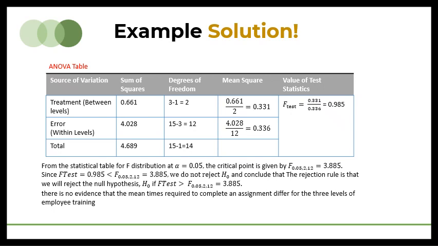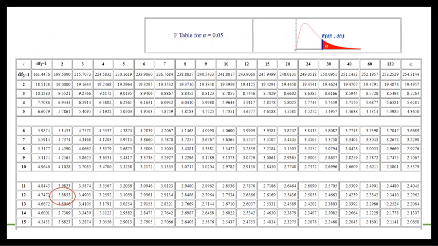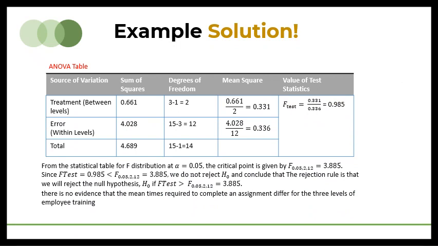Now, we want to compare whether this value is greater or less than the F statistic that we will refer to in the statistical table. If you look, the value of alpha is 0.05 and the degrees of freedom are 2 and also 12. We can see that the value I highlighted in red, the F statistic, is 3.885.